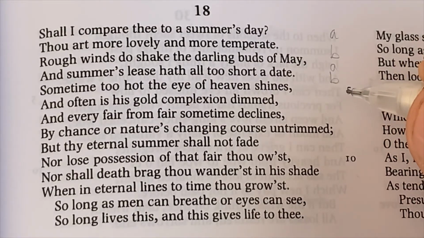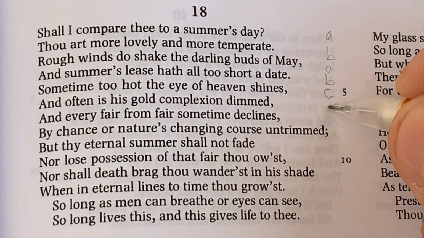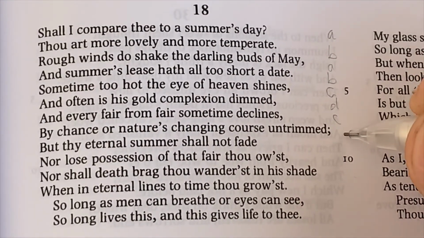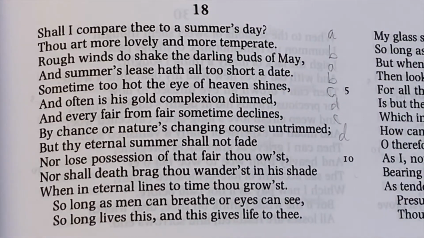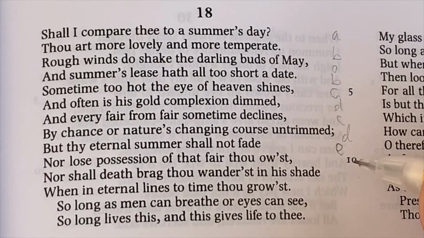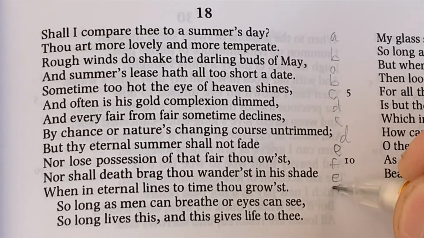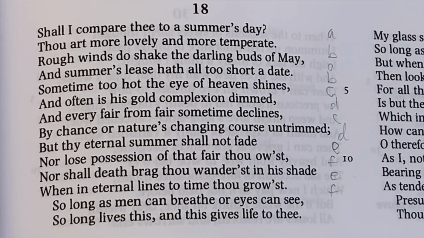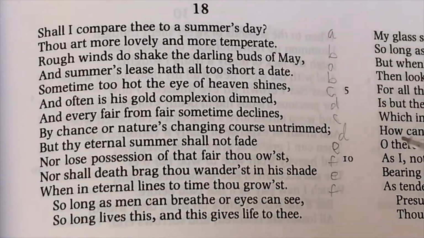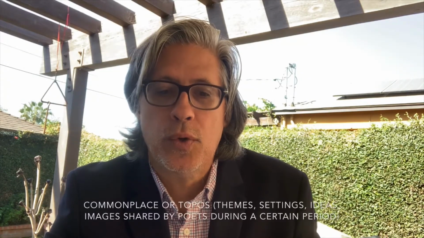How do I know it's a quatrain? Because the next word is shines, and that changes. Shines, dimmed, declines, untrimmed. Notice that each rhyme is given a letter. Fade, possession, shade, growest. And then it ends with a rhymed couplet. See, thee. The evocation of summertime introduces us to another pattern, and this is called a commonplace or topos.